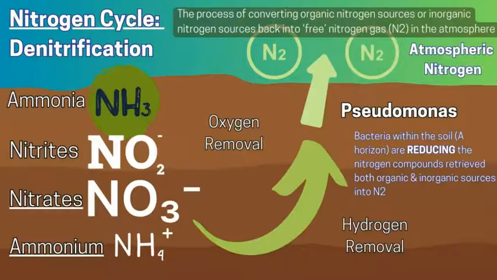However, the cycle is a cycle because there is movement from the soil, from those nitrogen compounds, back into the gas form of nitrogen, which is N2, back into the atmosphere. Now, this is done through certain bacteria called Pseudomonas bacteria.